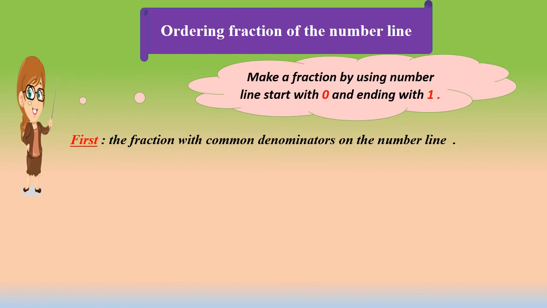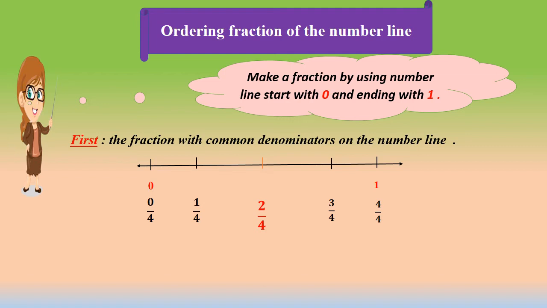First, fractions with common denominators on the number line. Here I draw my number line, start point 0 and end point 1. If I want to make a fraction with fourths, so 0 over 4, 1 over 4, 2 over 4, 3 over 4, and 4 over 4. 4 over 4 means 1. If the numerator equals the denominator, it will be 1.